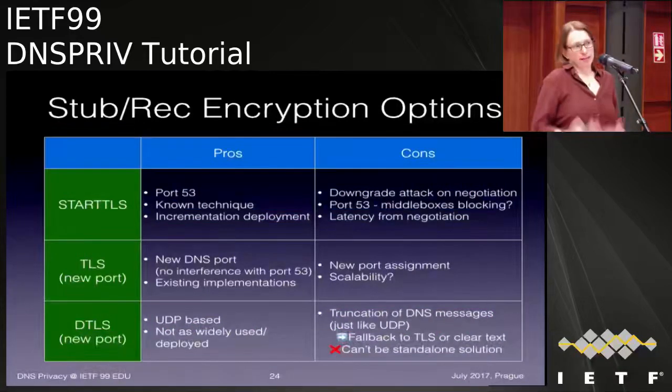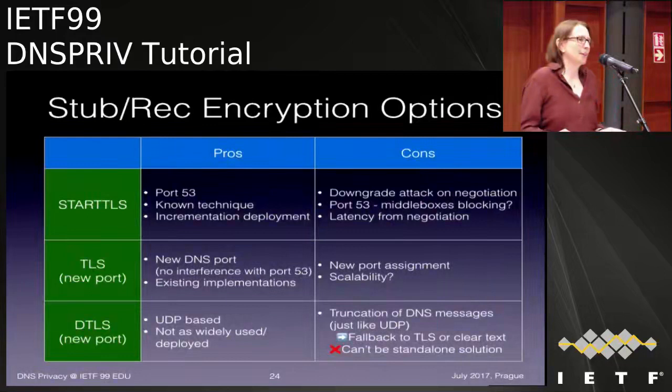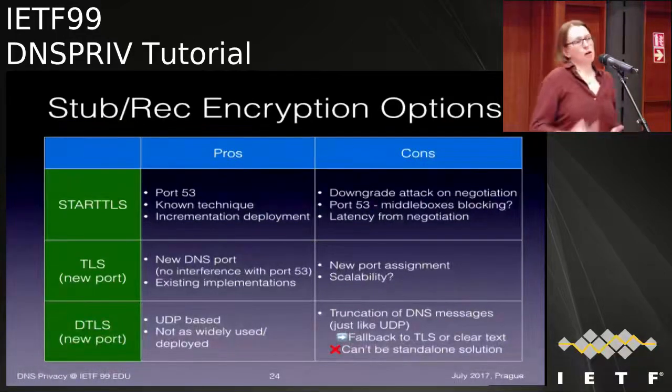The next question the working group had to answer, having tried to scope out the problem, was: there was agreement to encrypt the stub to recursive, so how do we do it? The working group spent quite a lot of time churning over a variety of options, not just these ones here. They looked initially at STARTTLS because that could be done on port 53. For various reasons, people then started favouring getting a new port and using TLS or DTLS.